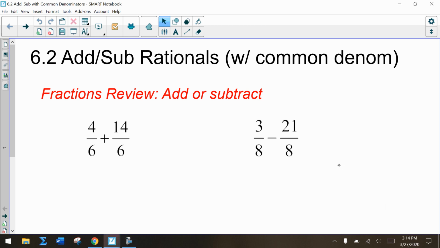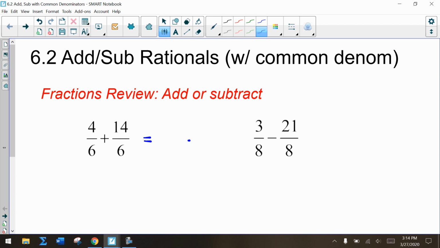Today's lesson, we're going to talk about how to add and subtract rationals with common denominators. In the next class, we're going to talk about how to add and subtract with uncommon denominators. So just kind of reminding us of how we add fractions in general, we need a common denominator.